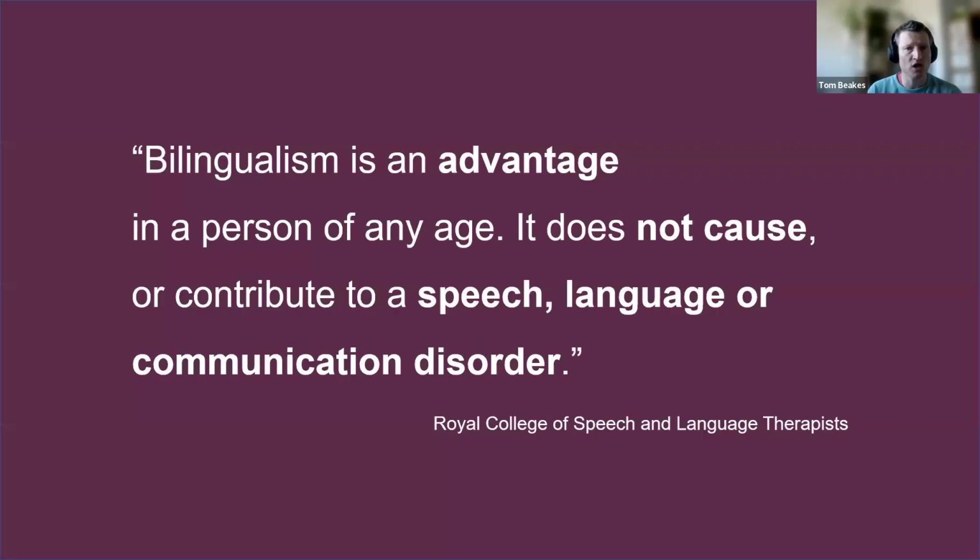I wanted to share with you this, I think is a really important point made by the Royal College of Speech and Language Therapists here in the UK, which is that bilingualism is an advantage, multilingualism is an asset, and it does not cause or contribute to a speech, language, or communication disorder. And I'm sure that the vast majority of you here are aware of that already. However, it's really important, I think, to remember this when we're communicating with parents, for example, and families, and also school leadership, because this isn't something that's always commonly understood.